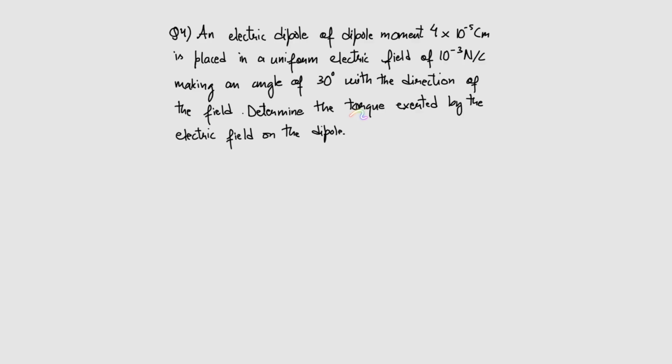So here we have to calculate the torque experienced by the dipole in an electric field. Let's write down what is given. Here we have P, which is the dipole moment, equal to 4 into 10 power minus 5 coulomb meter. Next, the electric field has been given, which is 10 to the power minus 3 Newton per coulomb. And lastly, the value of theta, which is 30 degrees. So we will use the formula torque is equal to P E sine theta.